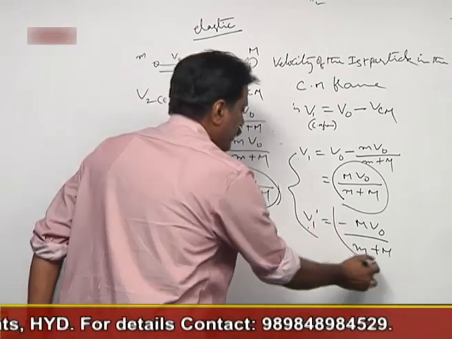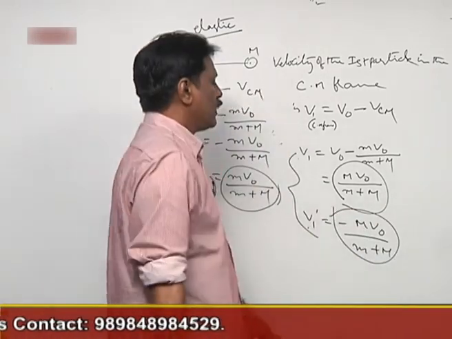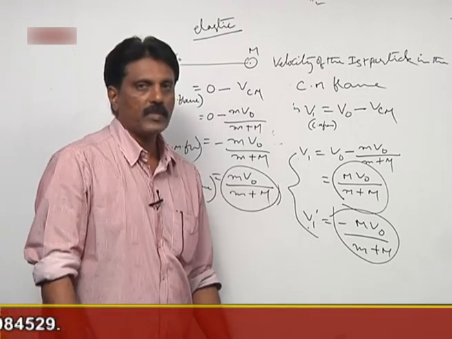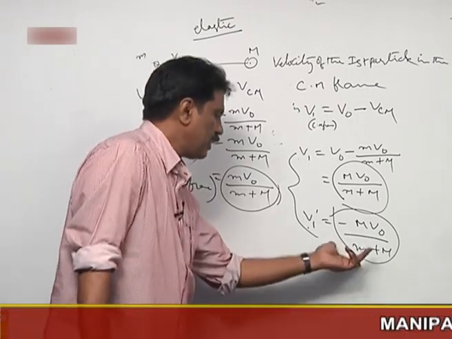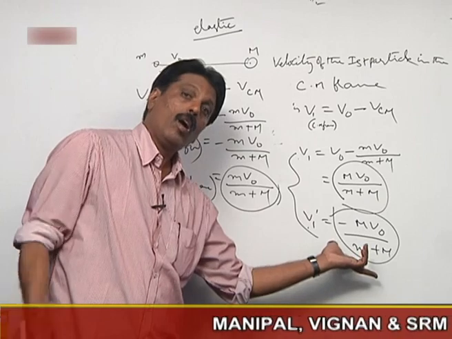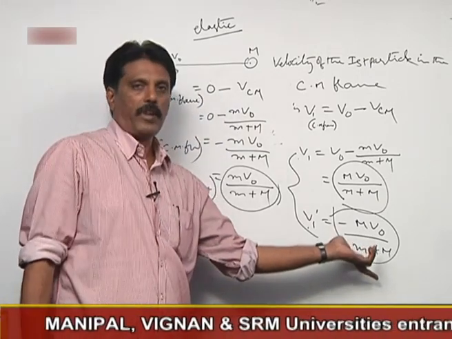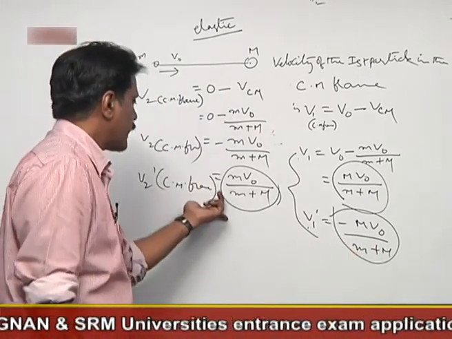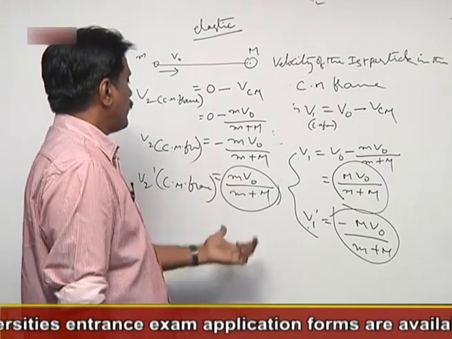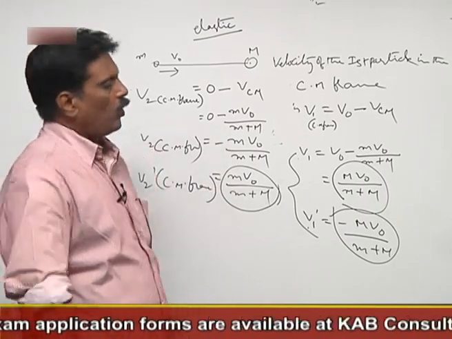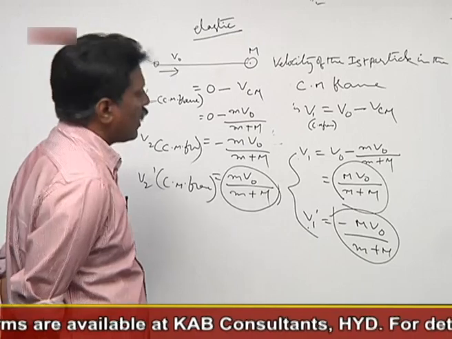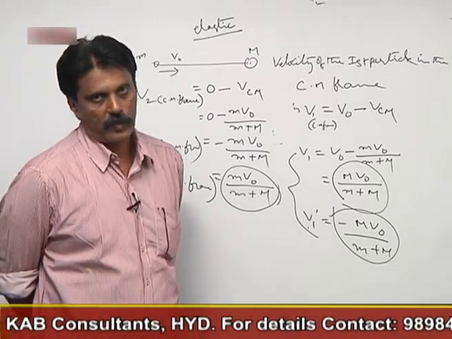This is the velocity of the first particle after collision in the CM frame. Understand that clearly. This is the velocity of the second particle after collision in the CM frame. Now, how to find their velocities in the normal frame, or in the lab frame, or earth frame?